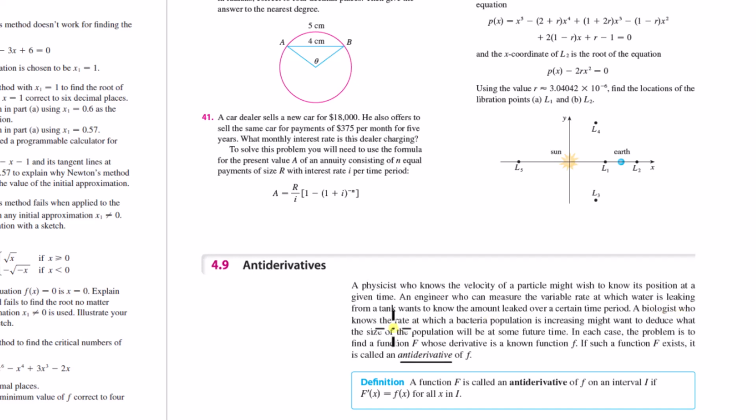A biologist who knows the rate at which a bacteria population is increasing might want to deduce what the size of the population will be at some future time. So you know the rate of change of the population of bacteria. Somehow you know that. But it's not just at one moment in time. You have that whole function, right? It's like the velocity function. You don't just have the velocity at one moment in time. You have the whole velocity function.